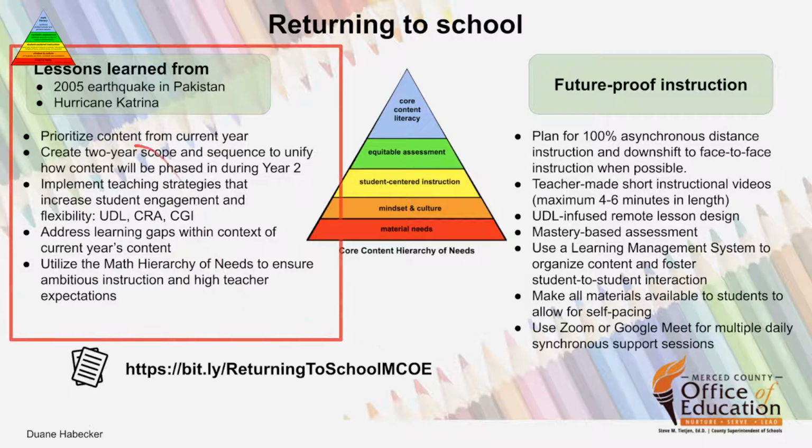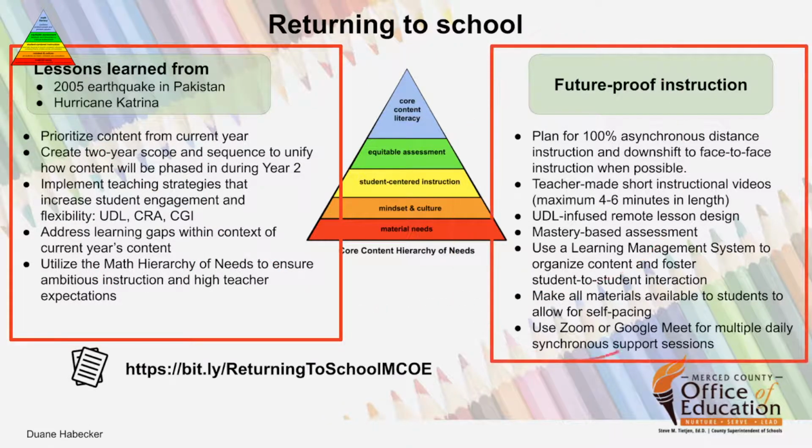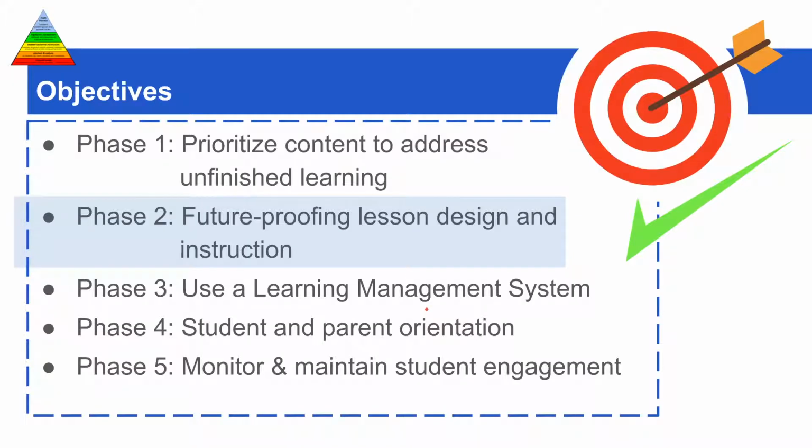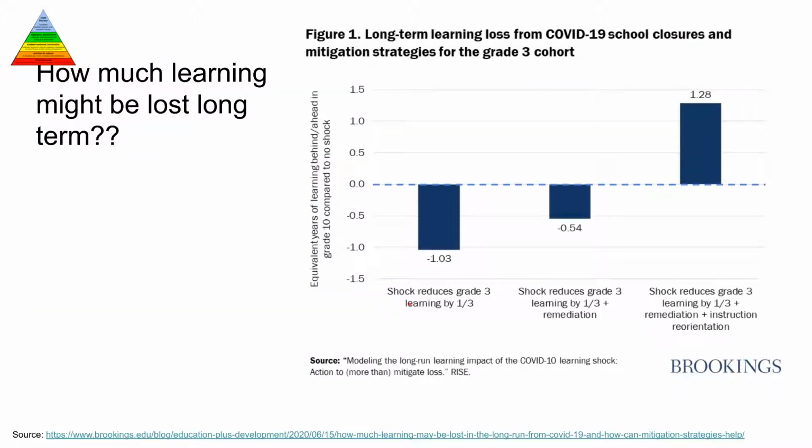In the last video, we talked about using the lessons from Pakistan and Hurricane Katrina to figure out what we're supposed to teach. That's prioritizing our content. And in this video, we're really going to start pushing into how to future-proof our instruction. How do we design a lesson that is going to be hopeful in terms of maintaining student engagement? There are going to be a few videos on how to future-proof our instruction. Today, it's phase two: future-proofing our lesson design, largely with teacher-made videos.